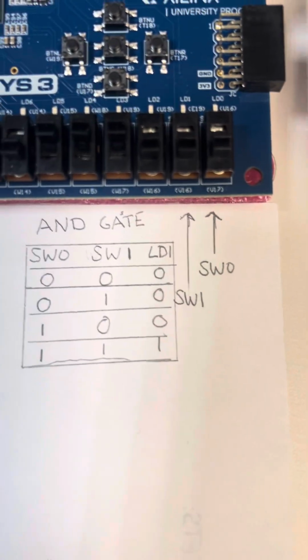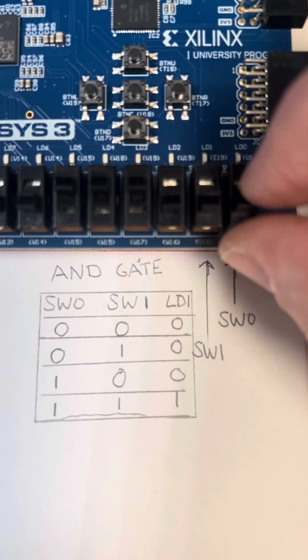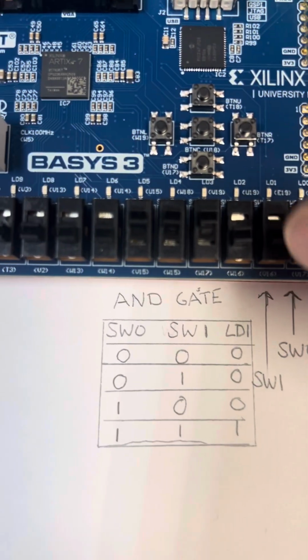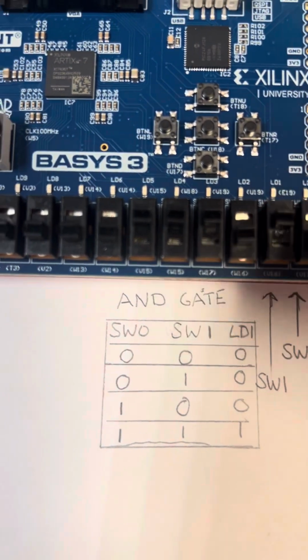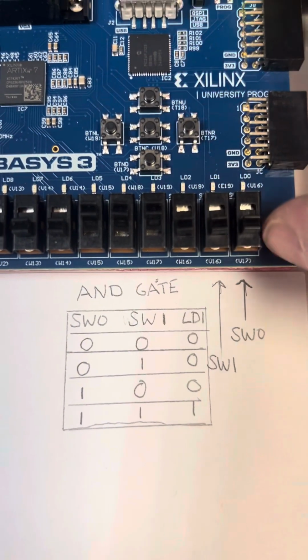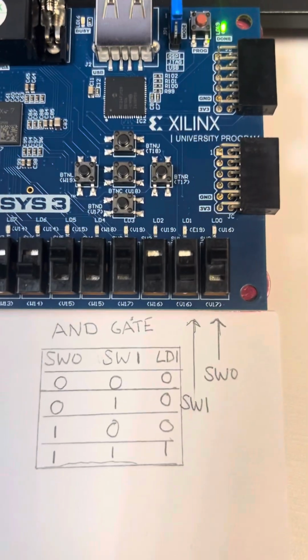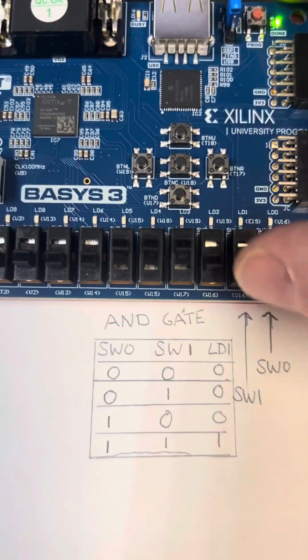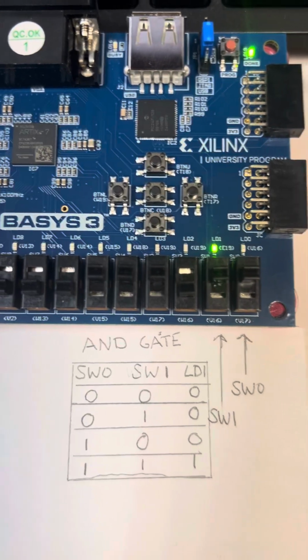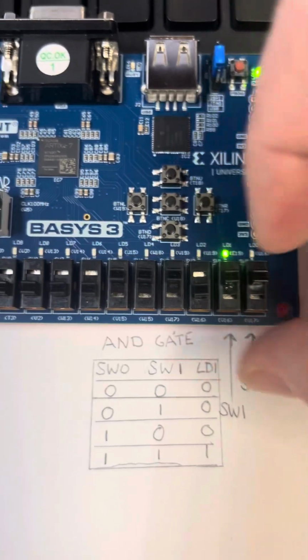So we have both low and LD1 is off, and you're going to see when I switch either one, if one is low, it's still off. The other one high, it's still off. And then what we expect is that when I turn this one on or high, it will turn on.